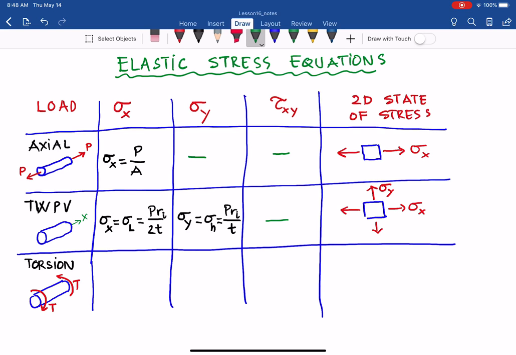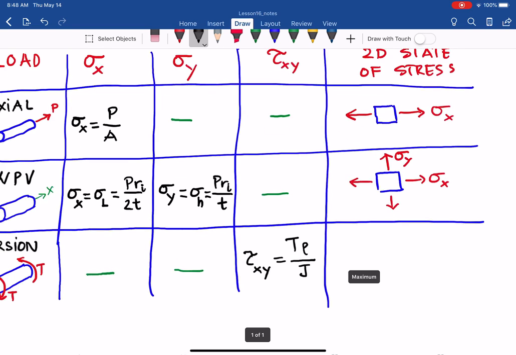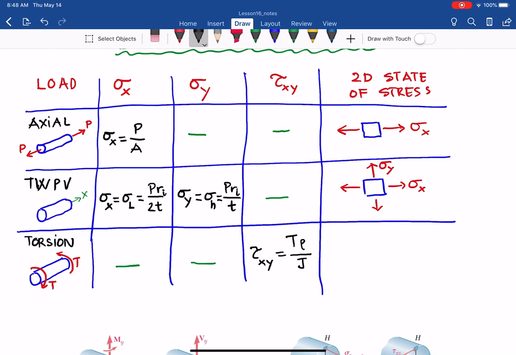And of course, if you understand correctly, the torsion does not create normal stress in any x or y direction, but it creates shear stress tangential on the cross section, and that shear stress tau xy equals T rho over J. Rho is the radial distance, J is the polar moment of inertia, T is torsion.